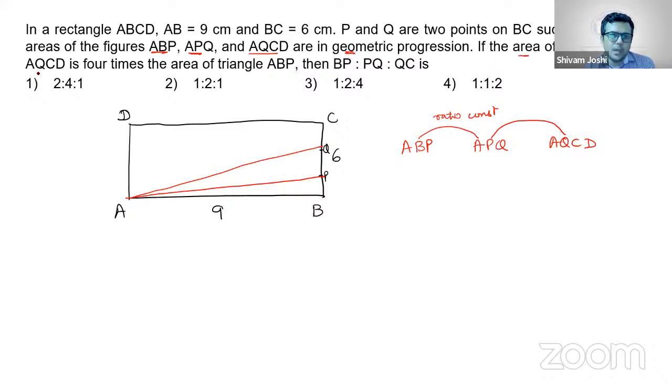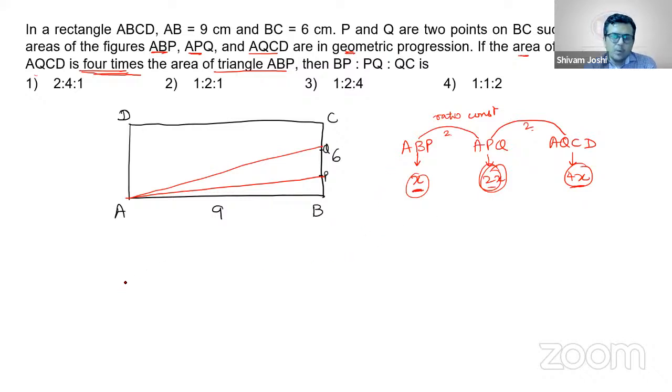The area of the figure AQCD is 4 times that of triangle ABP. So for ABP, if you assume that the area is X, this has to be 4X, right? So the middle term, for the ratio to be equal, has to be 2X, no other choice, correct? So this will have a ratio of 2 by 1 and this will also have a ratio of 2 by 1, correct? So this is how you have a ratio constant, which is GP. The last one is 4 times the first one. The middle one has to be 2 times, correct?